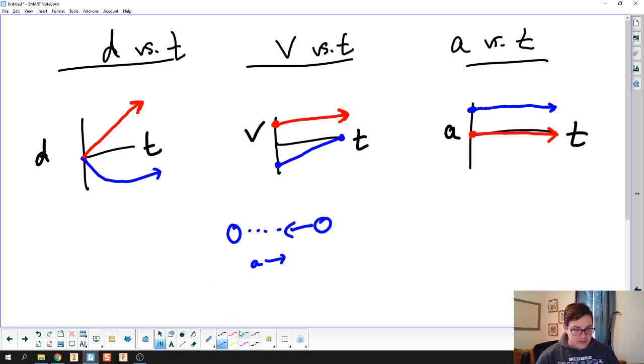Alrighty, let's try this again with a little bit more complicated example. What if I told you my object started at zero, but then had a negative acceleration the whole time? So my object had initial velocity at zero, but then had a negative acceleration the whole time, which means it's going to be accelerating in the negative direction. Alrighty, so what would that displacement over time graph look like? It would start at zero, and we would go in the negative direction, but we would be curving downwards, because as time goes on, we're going to be going faster and faster and faster.